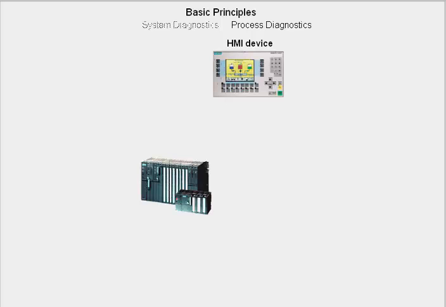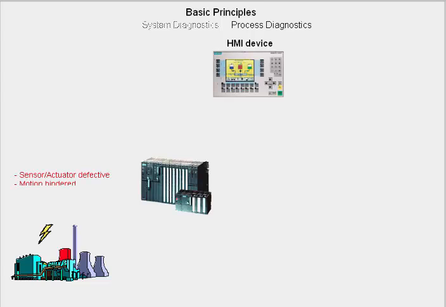Process diagnostics now captures all the events, processes and components going beyond the controller in a system process. These can be defective sensors or actuators, hindered movements, or unfulfilled blocking tasks, for example. Process diagnostics cannot be automated in the same way as system diagnostics. It is system-specific and therefore cannot be built into the hardware or software like the system diagnostics.